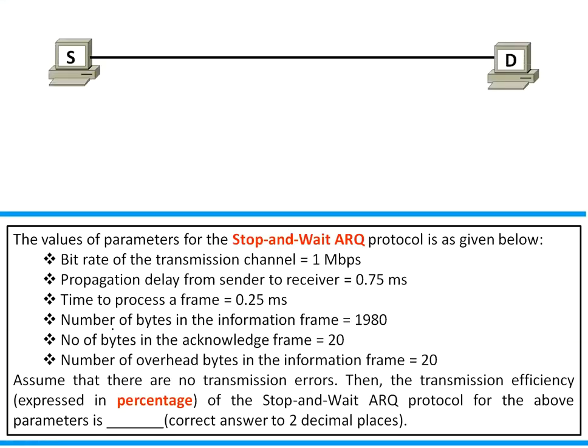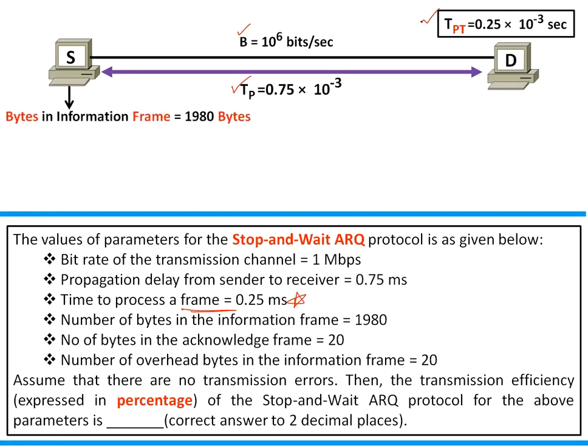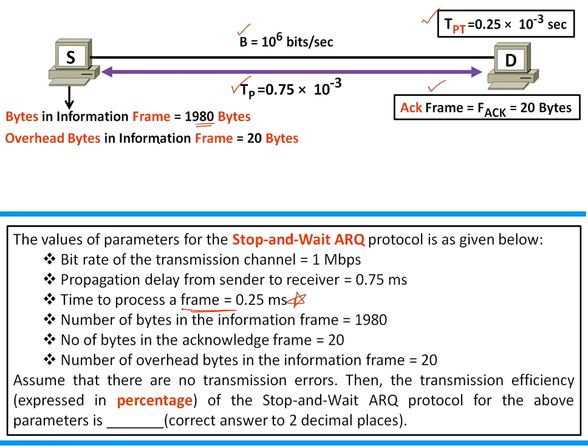What has been given? Sender, bandwidth is given, and propagation time is given. And this is the first time they mentioned time to process a frame. That is, processing time is also given. That is called as TPT. At receiver side, we have 4 times: queuing time, processing time, TFR of acknowledgement, and TP. Bytes in information frame 1980, acknowledgement frame 20 bytes, overhead bytes in information frame, that is header, that will be 20 bytes.